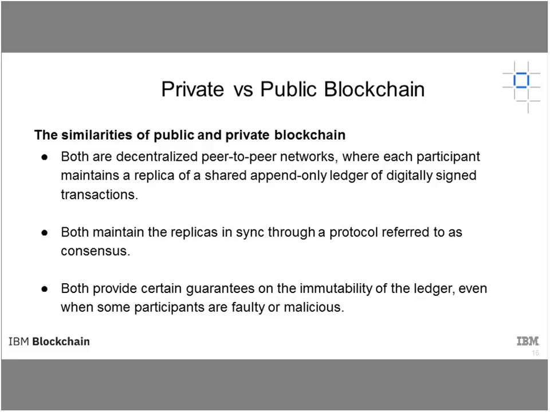Okay, so we have described what private and public blockchains are. Public blockchain examples are Bitcoin, Ethereum, and others. But most of them share similarities: both are decentralized and append-only, with immutability and consensus. The consensus protocols are different for different public and private blockchains.